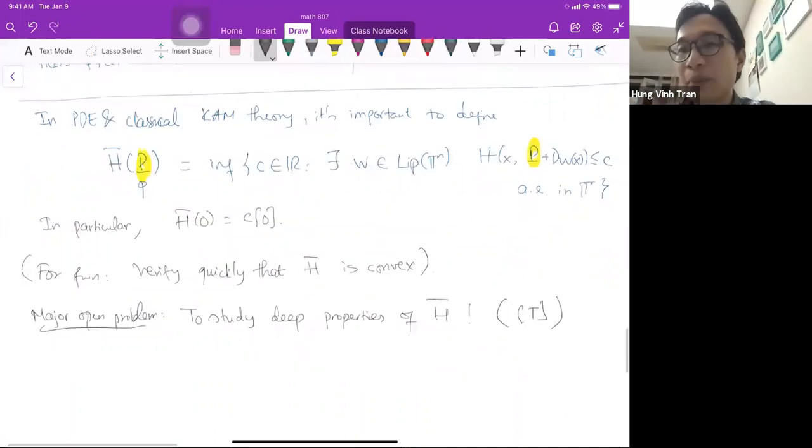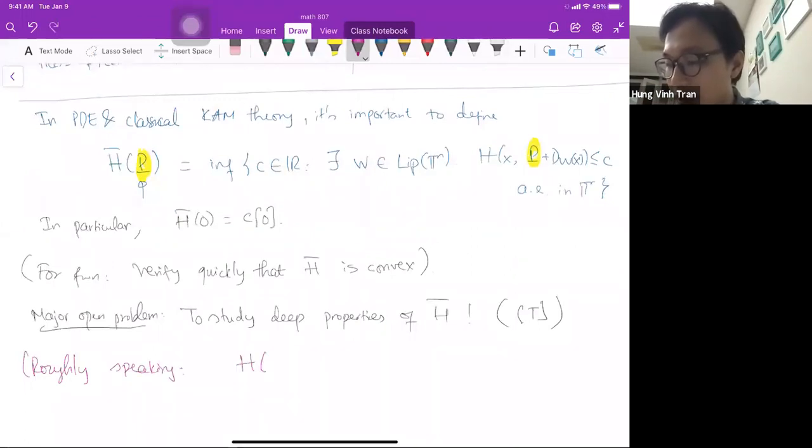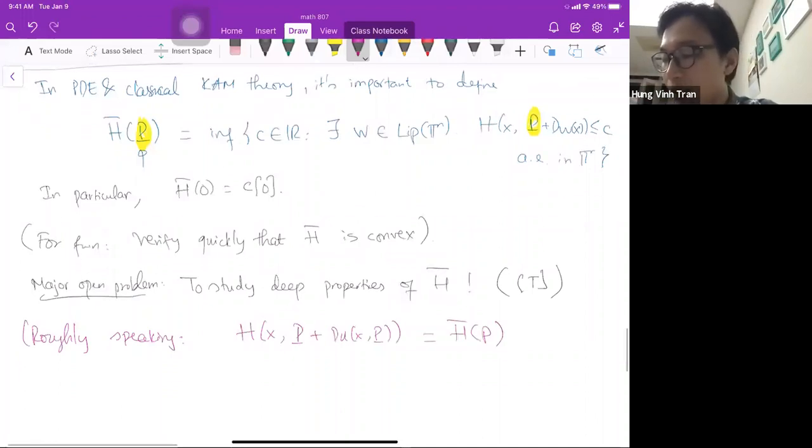And for those of you who know KAM theory or are from celestial mechanics or something like that, let me tell you that H bar p is the key thing here, because eventually, roughly speaking, you're going to have H of x, p plus Du of x and p, where u depends on x and p, equals H bar p. So roughly speaking, you're going to have this kind of equation. We're going to get back to this point much later in the class.